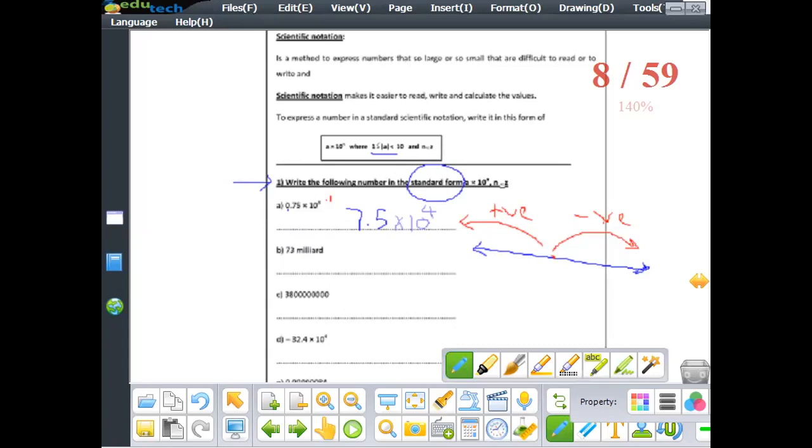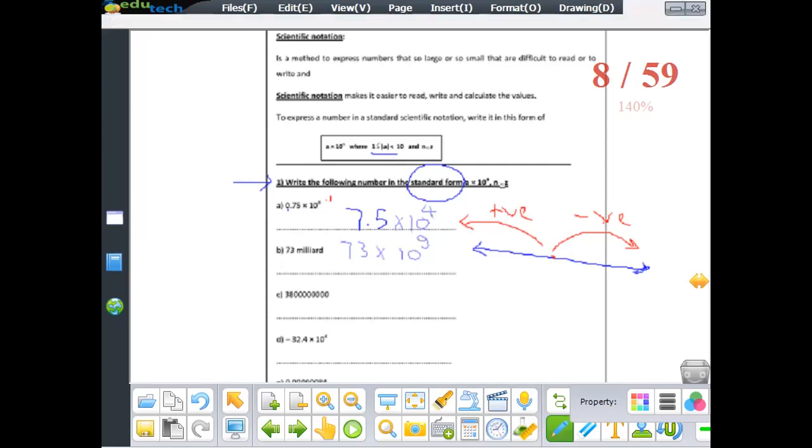What about 73 milliard? What does the word milliard mean? For sure, milliard is 1,000 million. So how many zeros for the milliard? You have 9 zeros for the milliard. So it will be 73 times 10 power 9. For sure, 73 times 10 power 9 is not in the standard form, because I told you the standard form, the number beside 10 must be from 1 till before 10. And this is 73. So you have to change it to be 7.3.